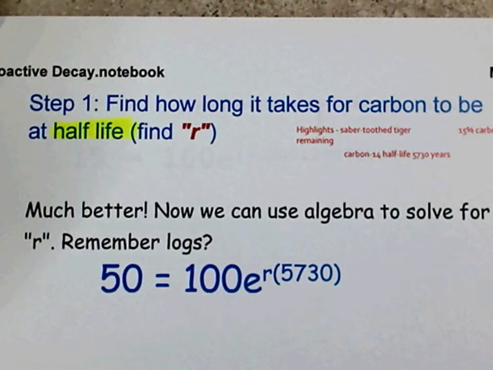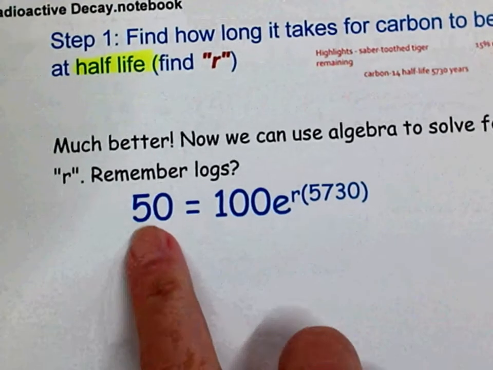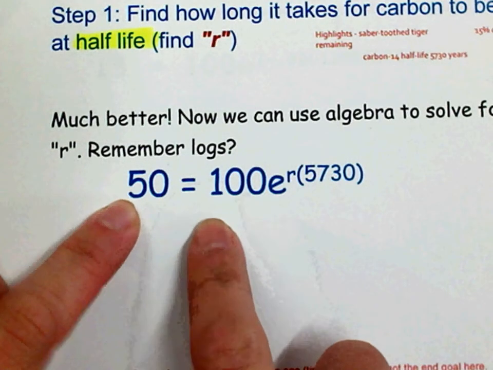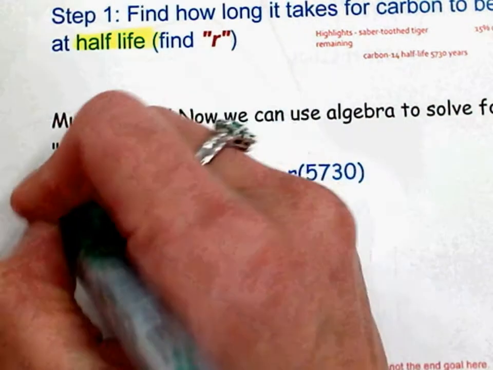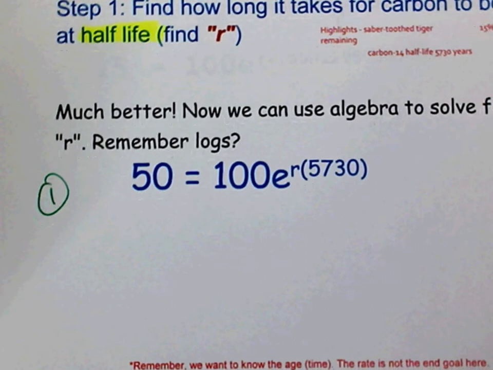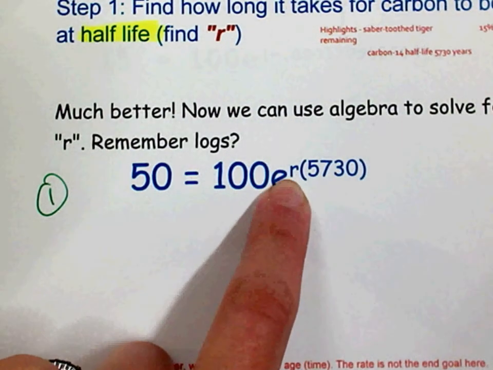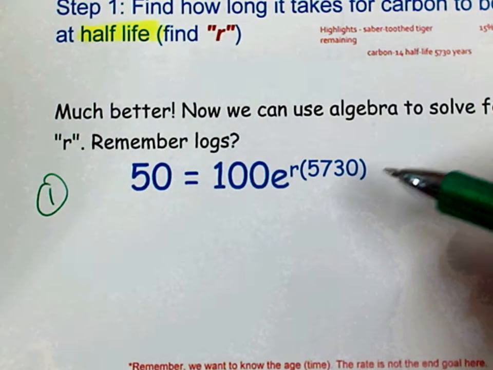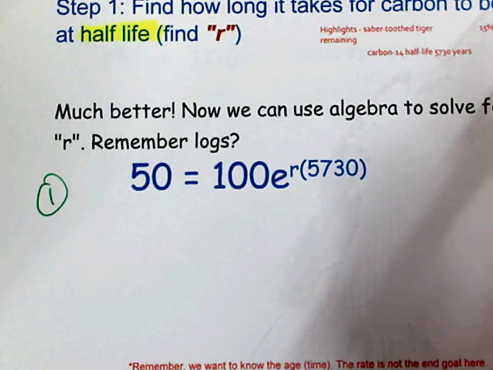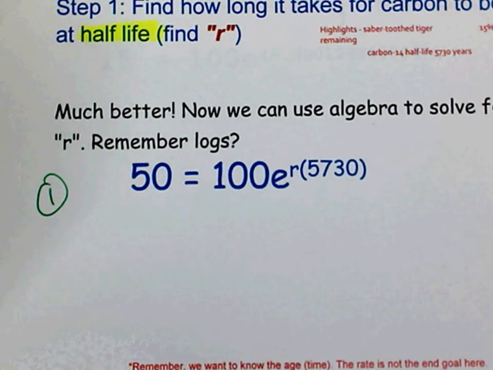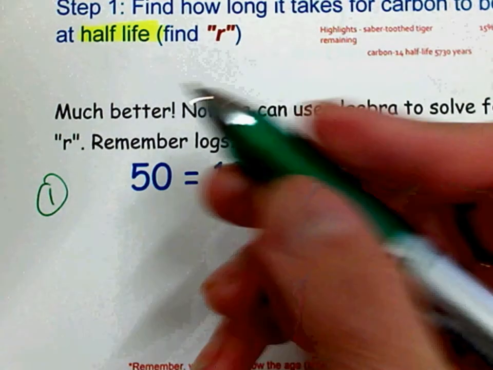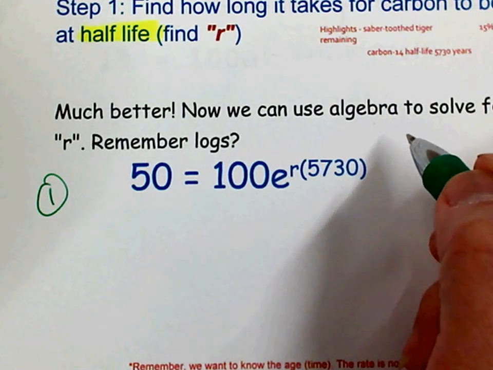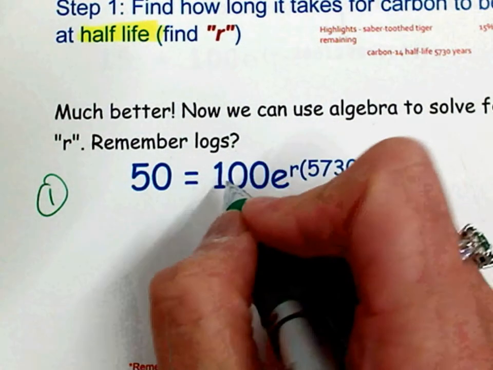Step number 1, find how long it takes the carbon to be at half-life. What is half of 100? 50. Do you guys see that right there? So 50 out of 100, so this is step 1. Find out the rate, continuous R at half-life is 5,730. Okay? So now we are going to solve. You can do it many ways. You can type this into the calculator, but you guys already know how to solve now. So let's go ahead and solve for R.